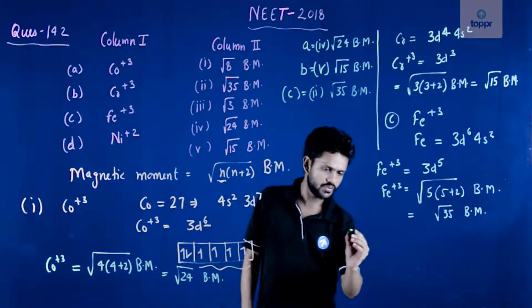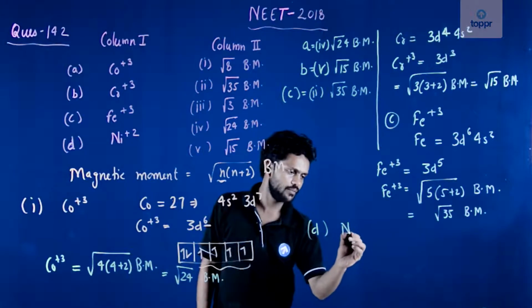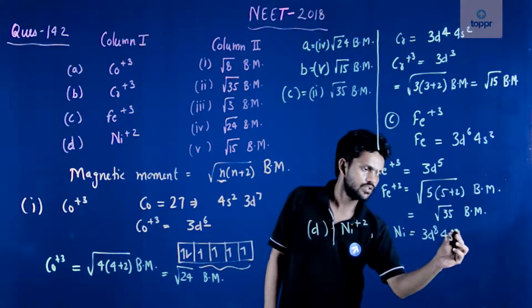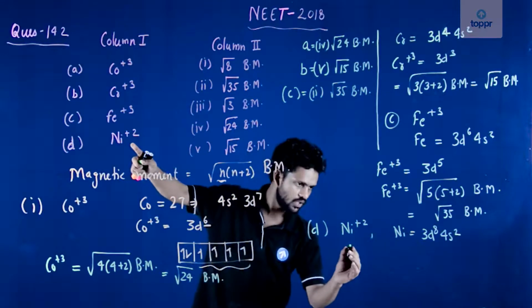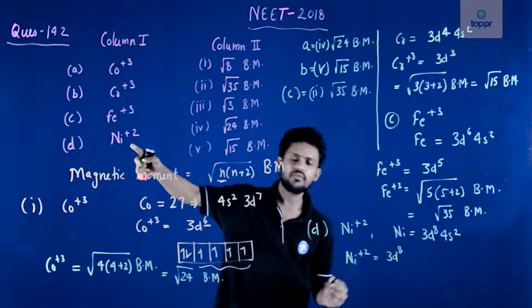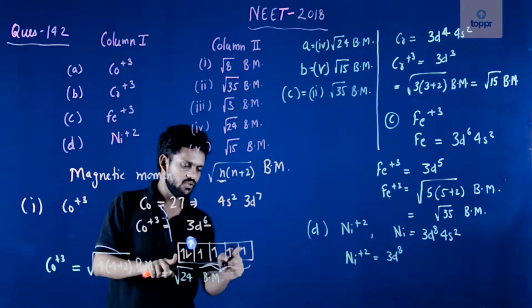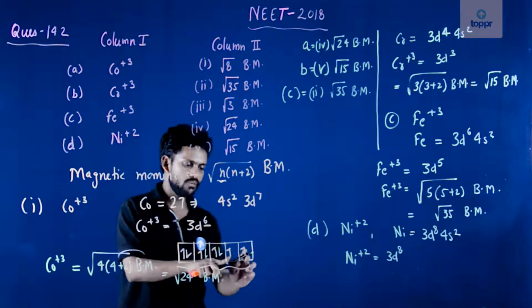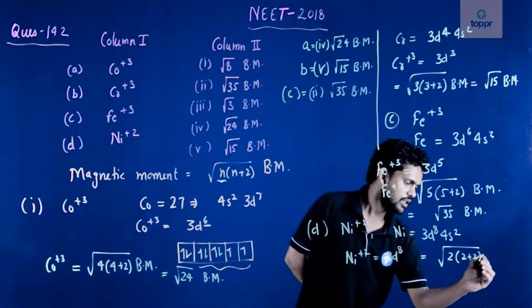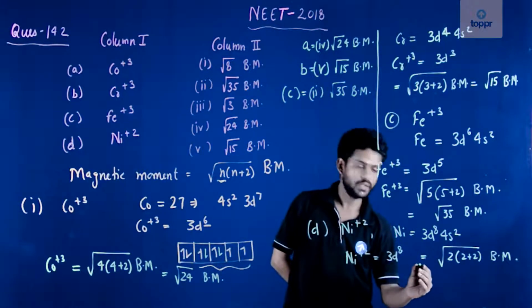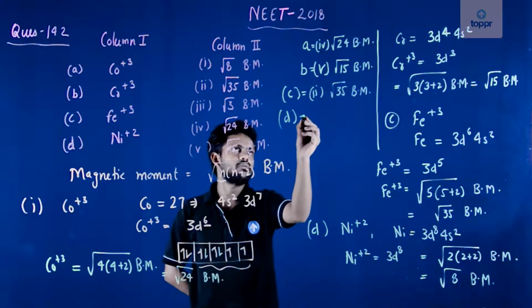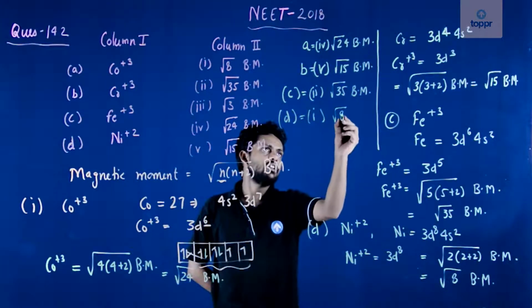Now coming to option D. Option D is nickel plus 2. Nickel is 28, we know, so that is 3d8 4s2. For nickel plus 2, it will become 3d8. For d8, if I fill 8 electrons, 1, 2, 3, 4, 5, 6, 7 and 8, I will be left with 2 unpaired electrons. The magnetic moment will become under root 2 into 2 plus 2 Bohr's magneton, that means 4 into 2, root of 8 Bohr's magneton. So option number 1 is correct for D, that is root 8 Bohr's magneton.